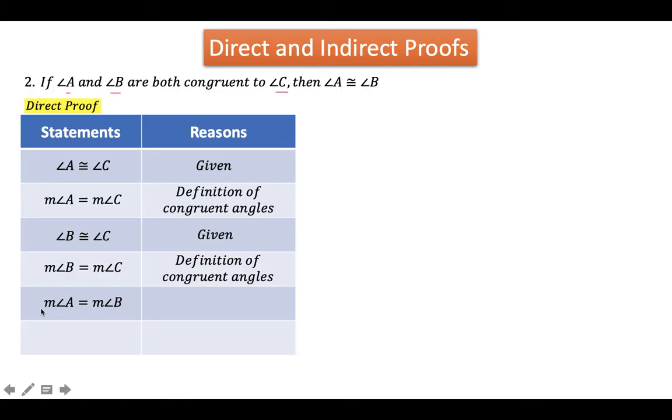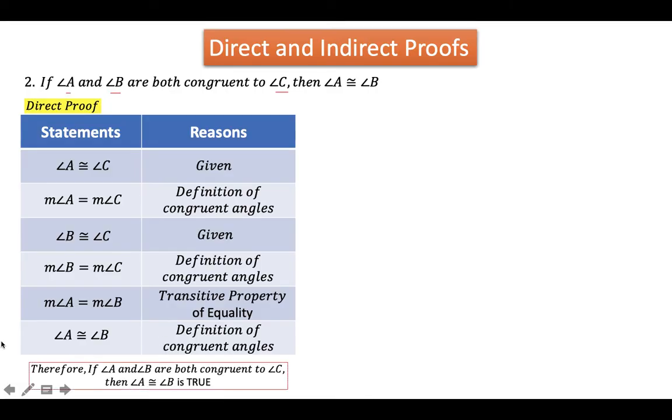Then we can say that the measure of angle A is equal to the measure of angle B. And that is by the transitive property of equality. Recall that in the transitive property of equality, if A equals B and B equals C, we can say that A is equal to C. So, since the measure of angle A is equal to the measure of angle B, we can also say that these two angles are congruent. That is by the definition of congruent angles.